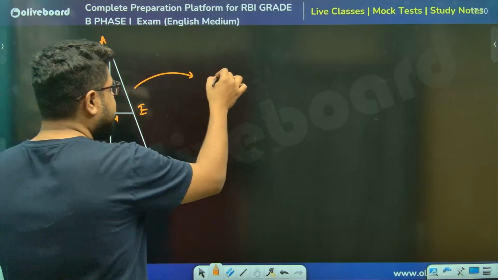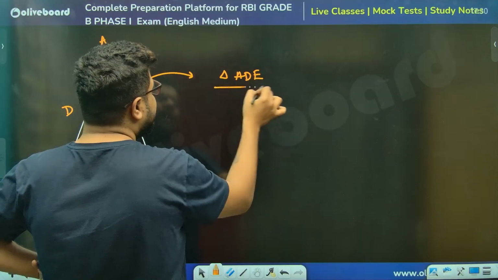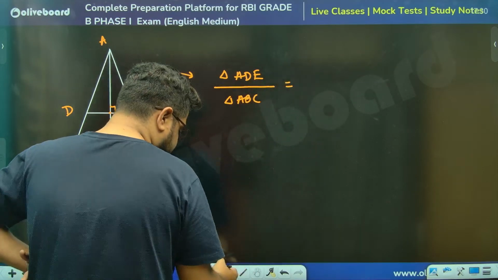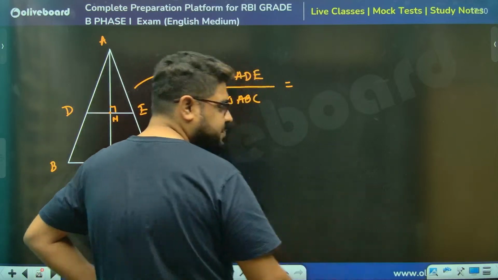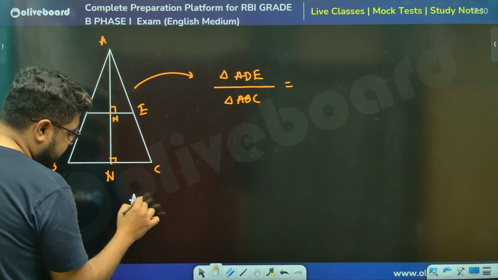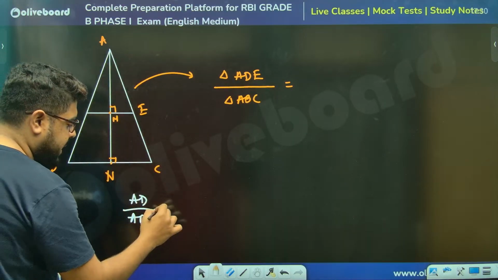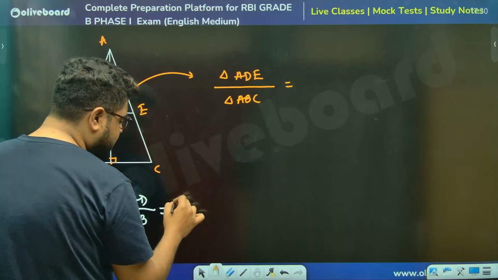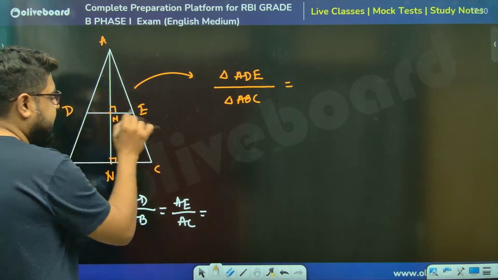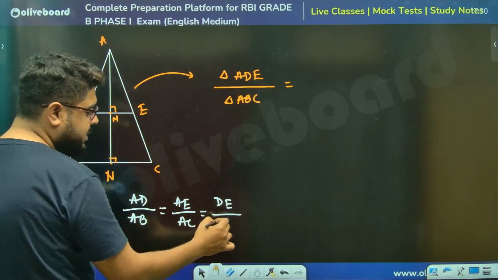What I'll do is take the area of the smaller triangle ADE divided by the area of the bigger triangle ABC. First things first, Thales is saying AD by AB, the whole thing, is equal to AE by the whole thing AC, is equal to the base DE by the base of the bigger triangle, BC.